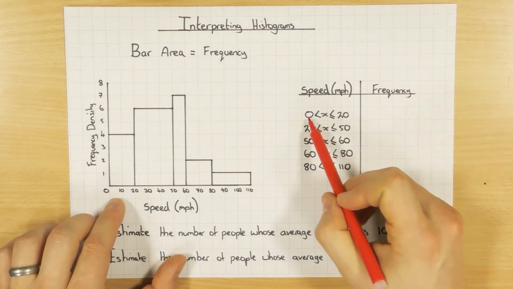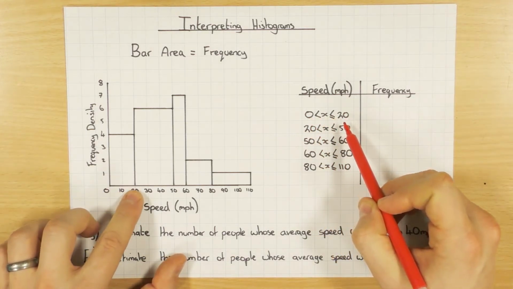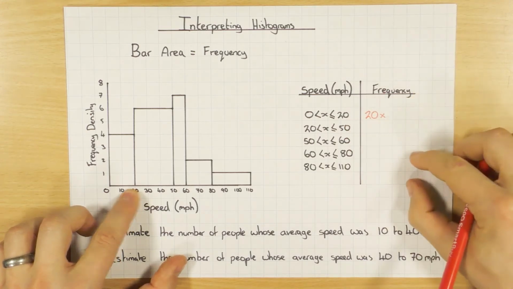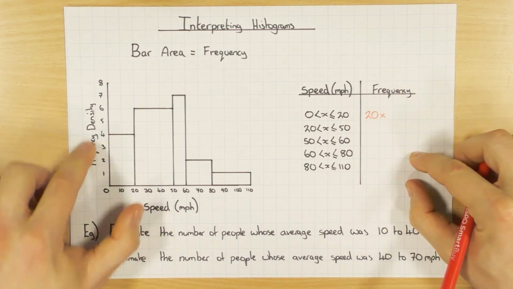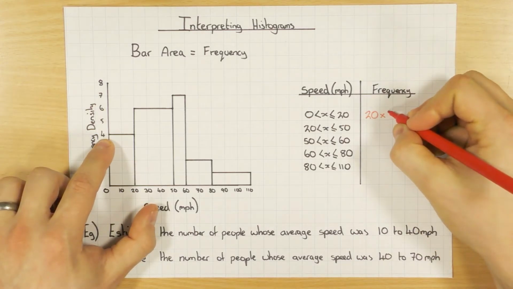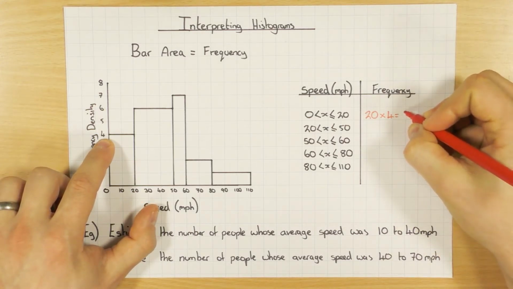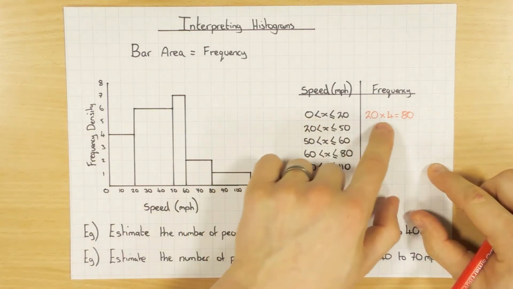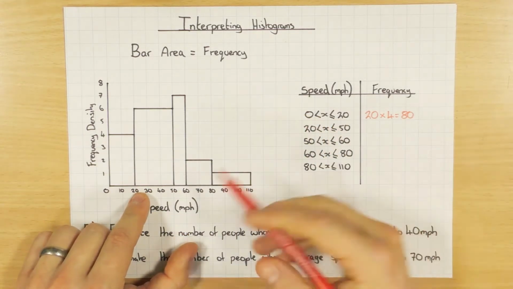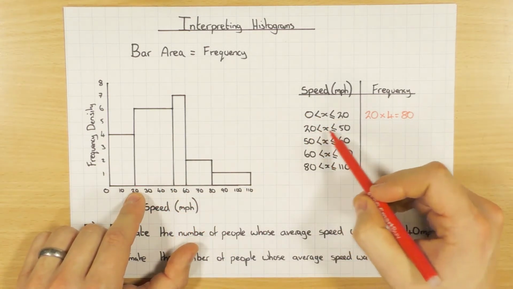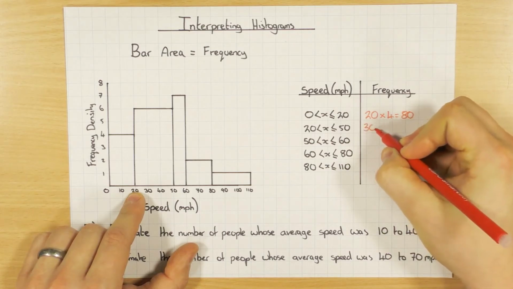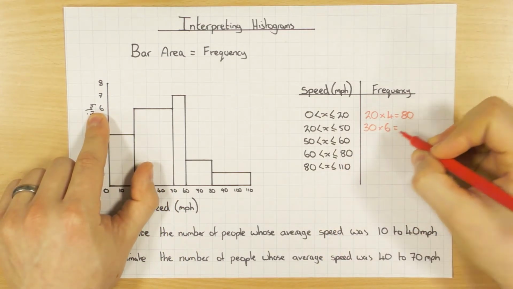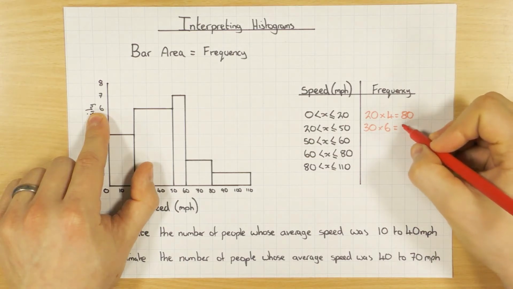If we have a look at the class width, 20 and 20 here, the class width is 20. And the height of this bar, I know it's frequency density, but the height of it is 4. 20 times 4 is 80. So the frequency for this particular grouping is 80. This one here, the class width is 30. Times that by the height, which is 6. 30 times 6, 180.